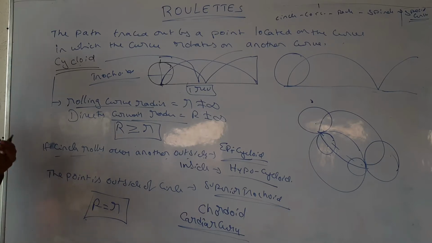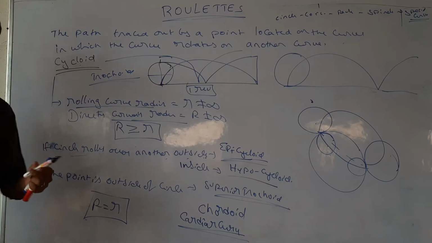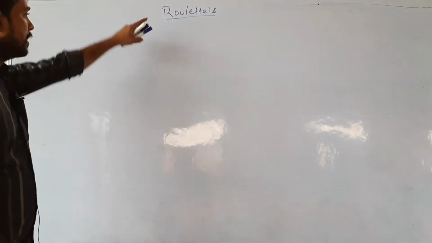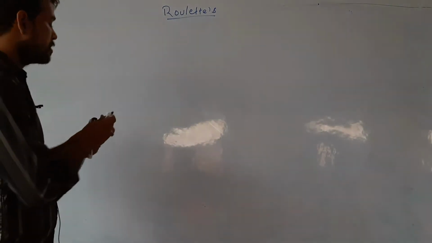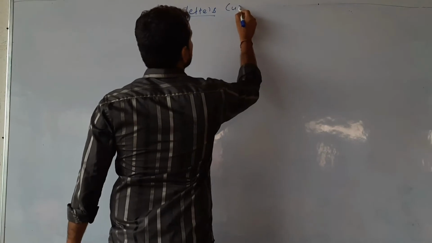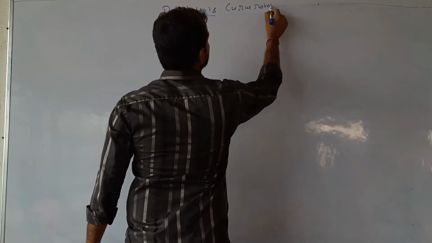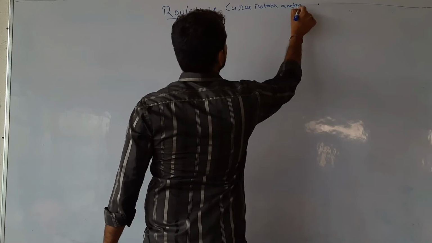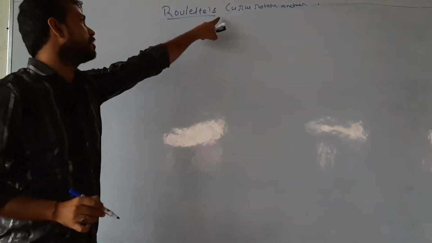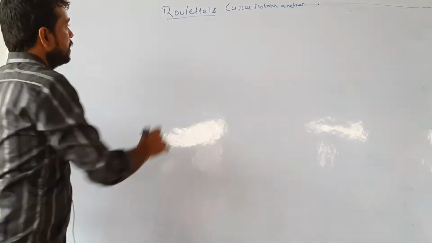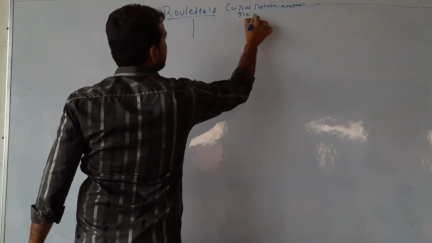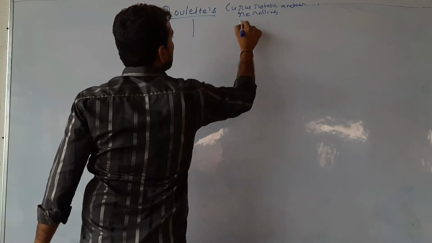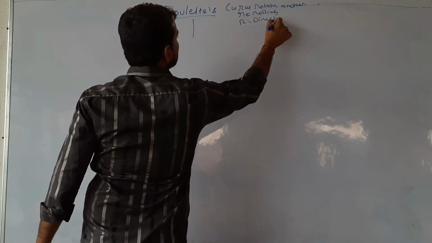I will give you a brief classification and an in-depth classification, where you will get to know about all the things. Roulette means a curve rotating on another curve. A curvature rotates another curvature, then you will get Roulettes. In this there are two concepts: small r is rolling, capital R is dissecting.